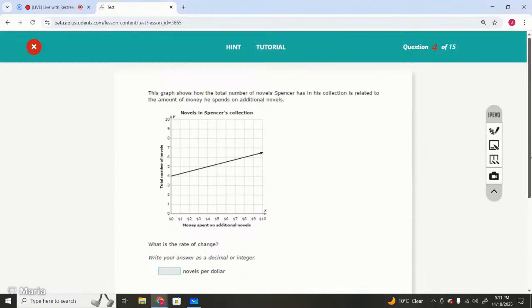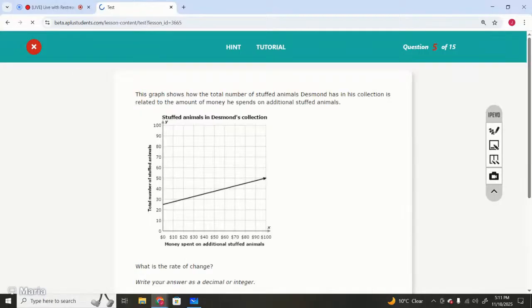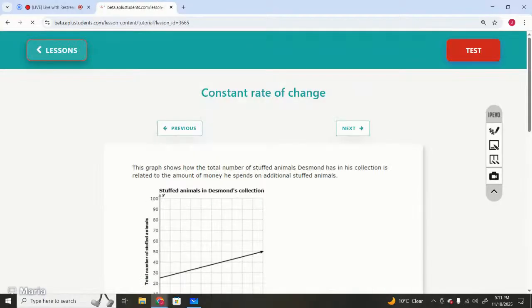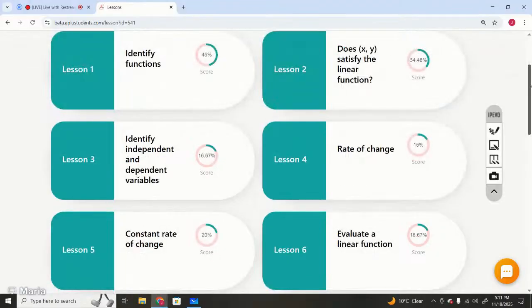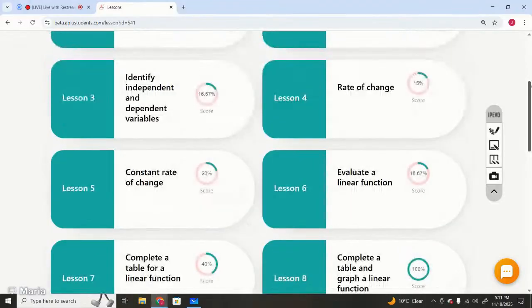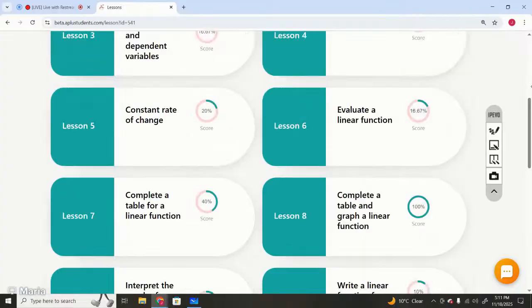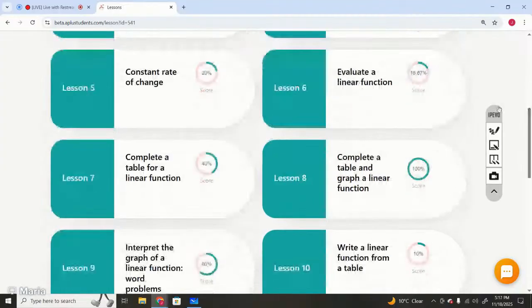Okay, you can complete the lesson by yourself later today. Let me just move on to the next lesson. The next lesson is evaluate a linear function.